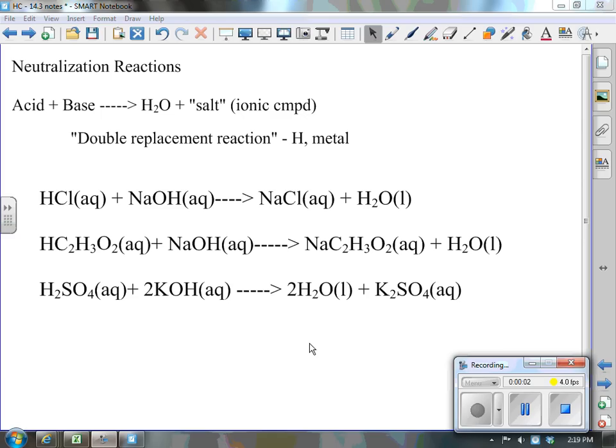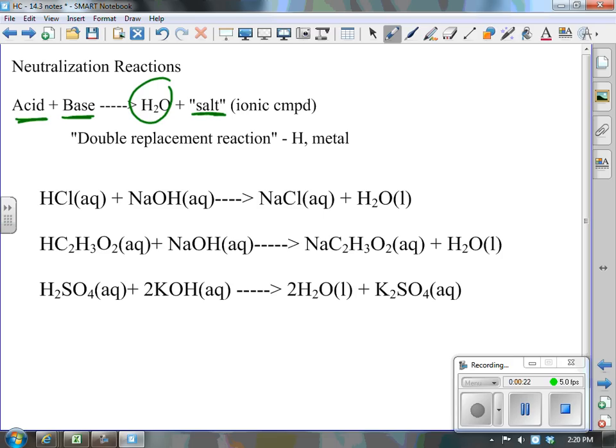Okay, the last part of section three, neutralization reactions. We already know all this, we're just going to explain it in a little more detail. So neutralization reactions are simply a double replacement reaction where an acid reacts with a base. Now, it's going to make water, but it's also going to make an ionic compound.